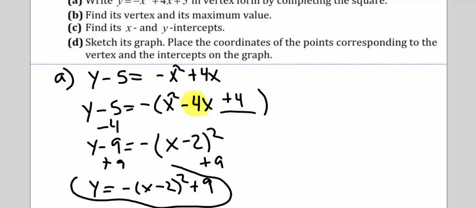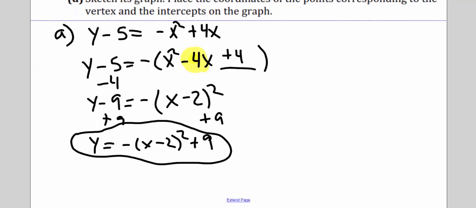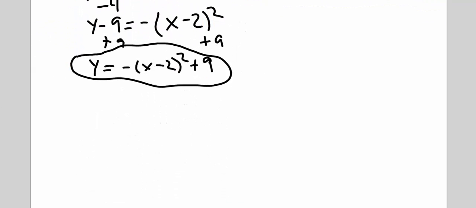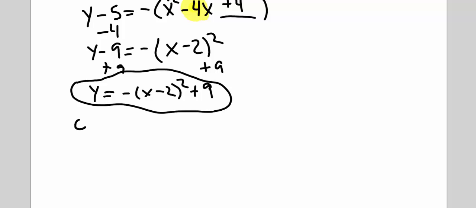We can see the vertex is at positive 2, positive 9. So that answers B. And since this is opening down, it has a maximum value of 9. Now if we want to find the x and y intercepts, we just repeat the same process that we did in the last problem. I'm going to do our x-intercepts first, so I'm going to plug in 0 for y.